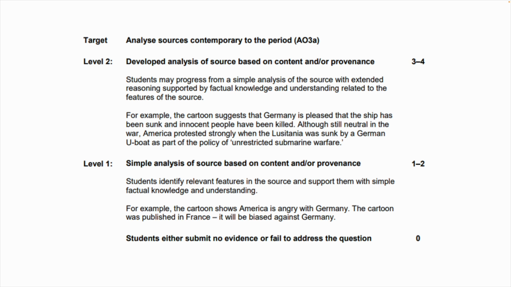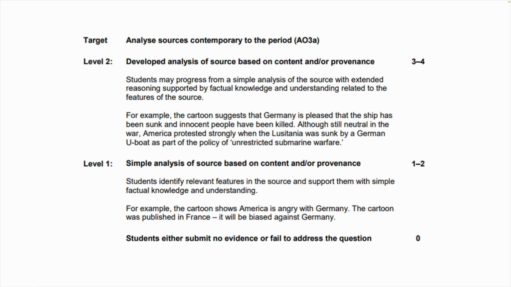If we want to get to level 2, we've got to do what it says here, as you can see from the example. So the cartoon suggests Germany's pleased that the ship has been sunk, innocent people are being killed, because although still neutral in the war, America protested strongly when the Lusitania was sunk. So there's a lot of contextual knowledge here which is not told by the source. For example, there's nothing in there about the neutrality of America in 1915. We should know from our subject knowledge how many people were killed, how many Americans were killed, and we should also know that this was part of Germany's unrestricted submarine warfare.